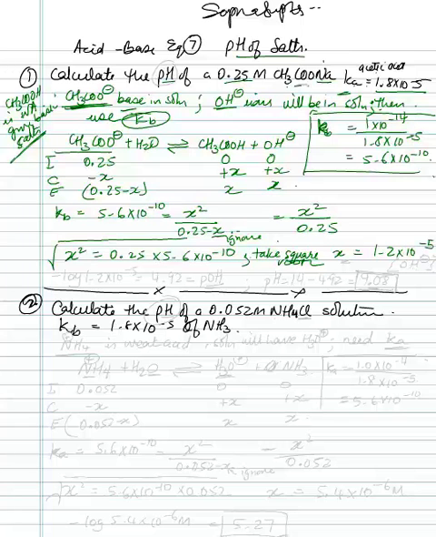Now remember what X is. X here is equal to the hydroxide ion concentration. The problem is asking you for pH. So this is the hydroxide ion concentration.